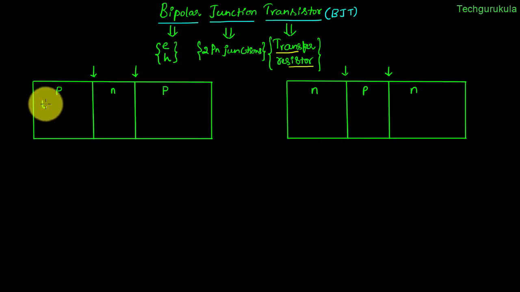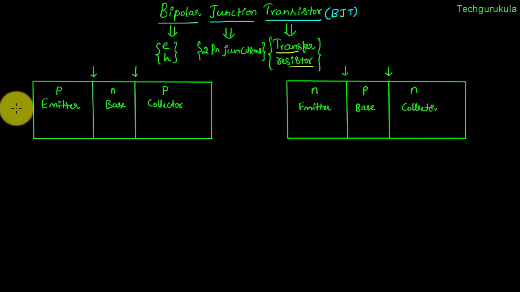We call this the emitter, this the base, and this the collector. We'll understand this nomenclature in detail once we understand the operation of this transistor. And similarly here, this is emitter, base, and this is collector. And we have three terminals to it. First terminal is the emitter terminal, second the base terminal, and third the collector terminal.